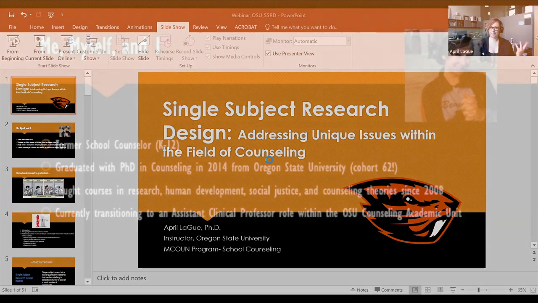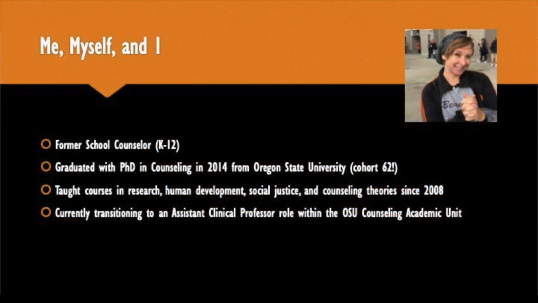A little bit about me, because sometimes it's important to know about the researcher. I am, like Chris said, a former school counselor, graduated from Oregon State University, cohort 62. I've taught courses in research, human development, social justice, and counseling theories since 2008, all the way from a TA to assistant to instructor, and we'll soon be transitioning over to assistant clinical professor in the next year.